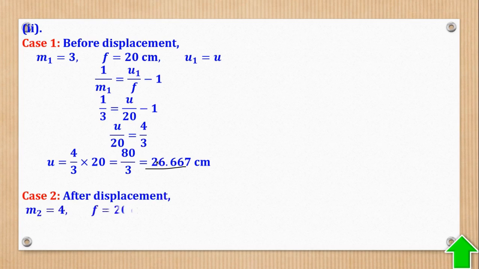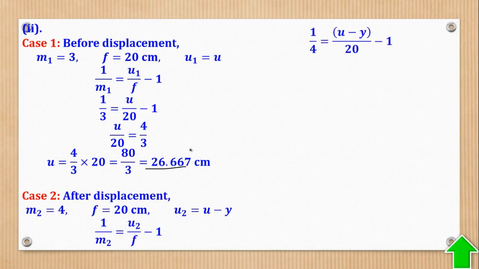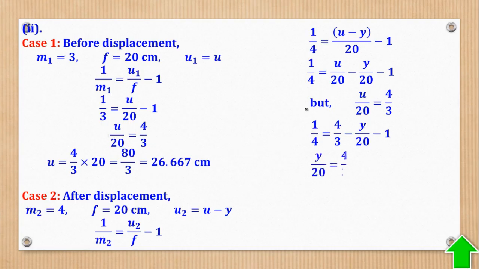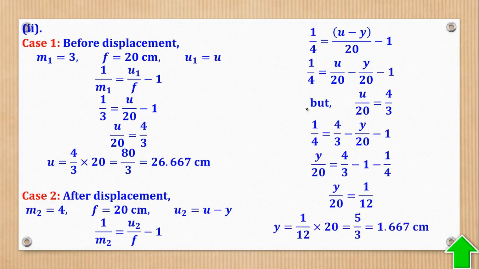After displacement, that is what we have. Therefore quote the formula, substitute, split the numerator. The u over 20 is 4 over 3. Then substitute for u over 20 to remain with y as the only unknown. Then simplify and make y the subject. And that is what they wanted.